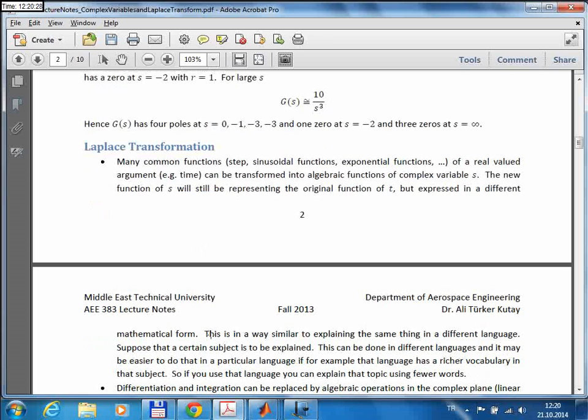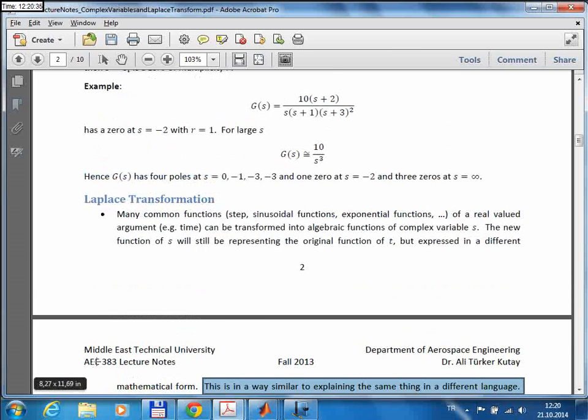Well, this is actually my analogy. So this is in a way similar to explaining the same thing in a different language. It may not be a very good example, but I think it gives the idea. So you have a function of variable time, for example. When you take the Laplace transform of that function it turns into a different shape. It becomes a different function, but it becomes a function in a different domain.